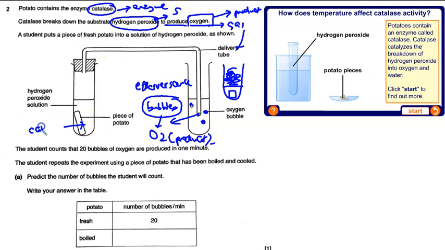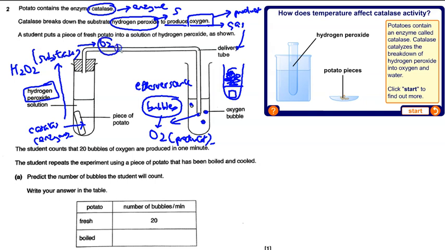Alright, so a student put a piece of fresh potato. This potato actually contains catalase, so this is the enzyme. Okay, and the person also put the potato in a solution of hydrogen peroxide. The chemical formula for hydrogen peroxide is H2O2, and H2O2 is the substrate. So catalase will break down H2O2 to give you oxygen. And the more oxygen bubbles that you see, can you guess what that means? Does it mean that the enzyme is more or less active? Good. That means the enzyme is more active, because if the enzyme is more active, means it can combine a lot with the substrate and produce a lot of product.